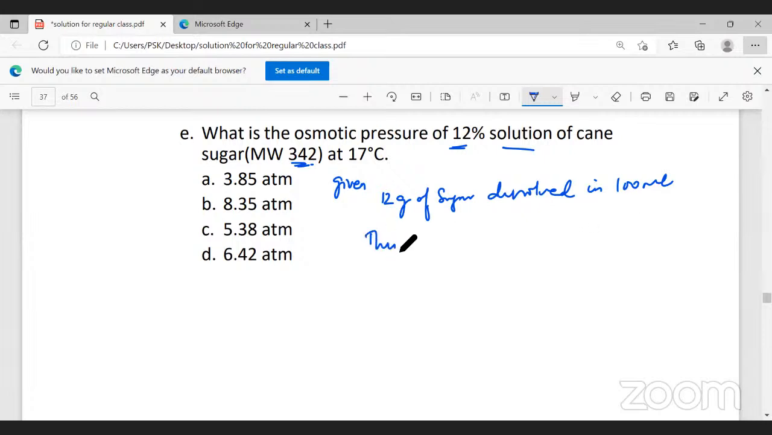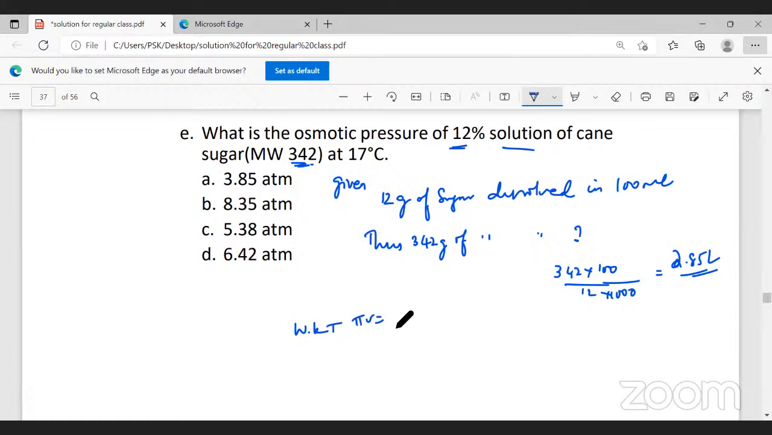Thus, 342 grams of sugar is dissolved in what liters? So it will be 342 into 100 divided by 12, into 1000, because 1 liter is 1000 ml. So you will get 2.85 liters.